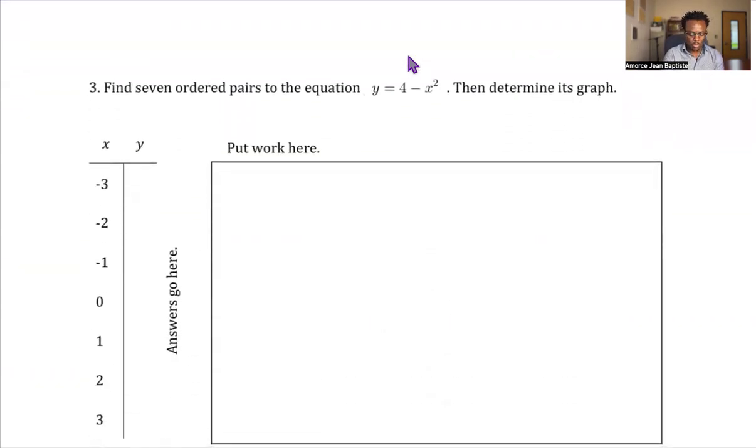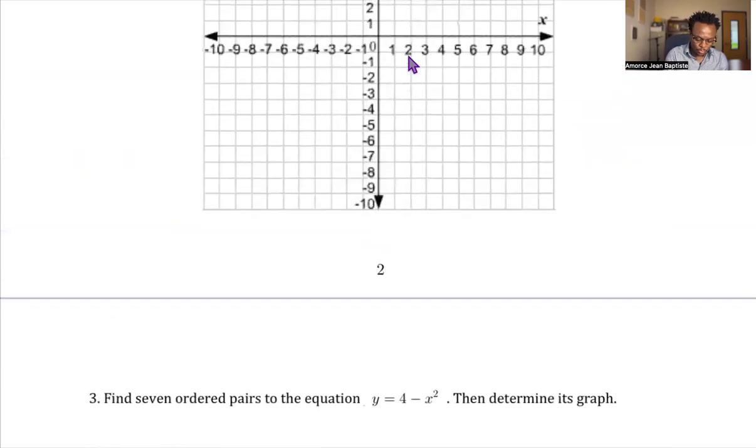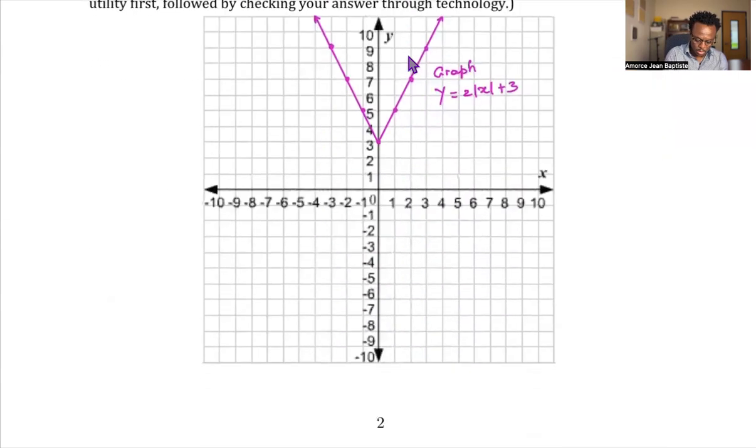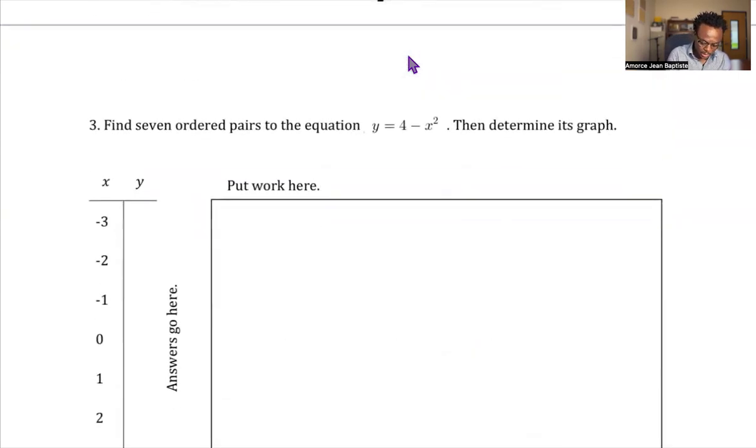Here's another example. So we're going to sketch the graph of this by looking for ordered pairs and then plot the ordered pairs and sketch the graph. So with x equals -3, y, which is y equals 4 minus x squared. So y is 4 minus -3 squared. That is 4 minus 9. That is -5.